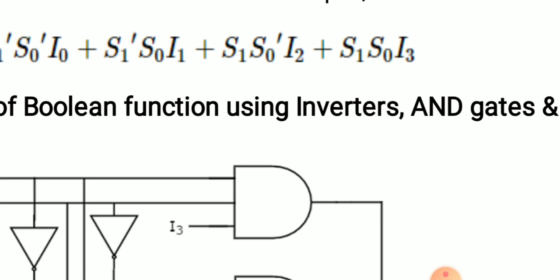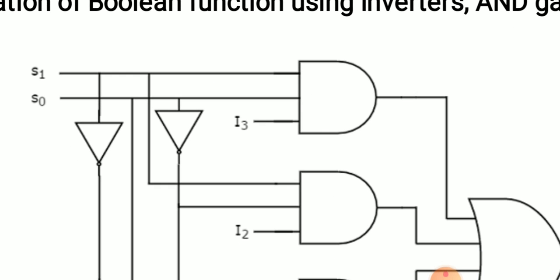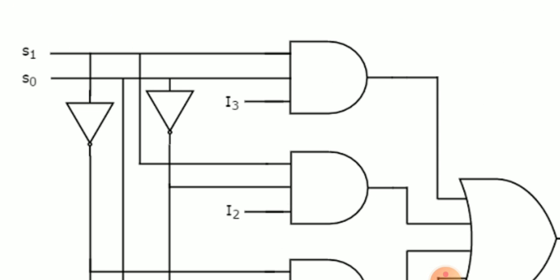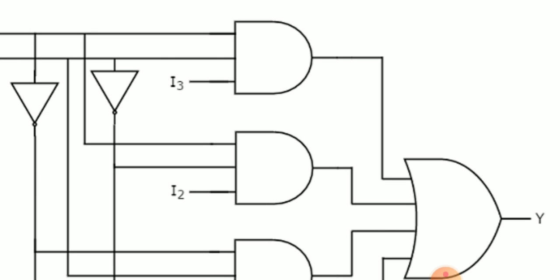In the same way, the third part of the Boolean function, that is S1 S0 dash I2: the value of S1 and the inverted value of S0 along with I2 will be ANDed, that is, passed through an AND gate, and then it is ORed to get the value y.